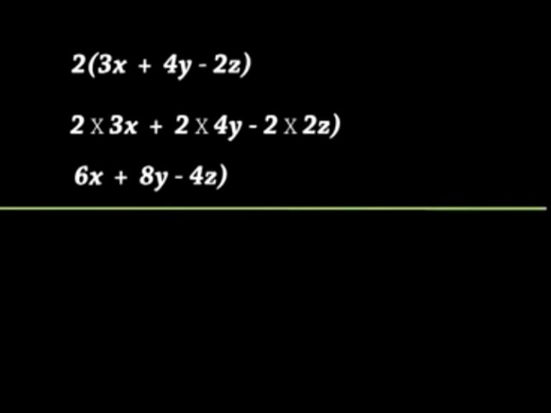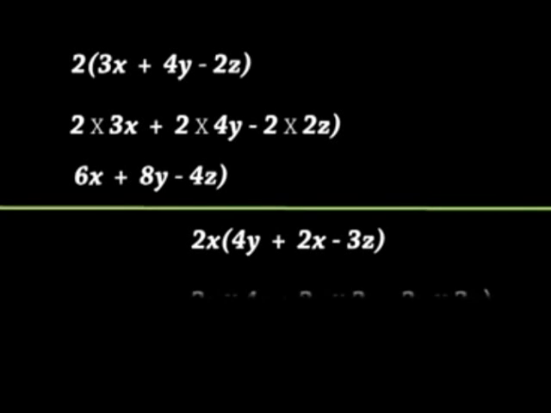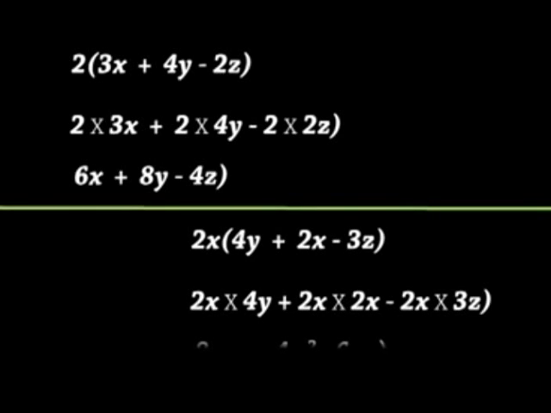Similarly, 2x into (4y plus 2x minus 3z) is the same as 2x times 4y plus 2x times 2x minus 2x times 3z. This gives us 8xy plus 4x squared minus 6xz.